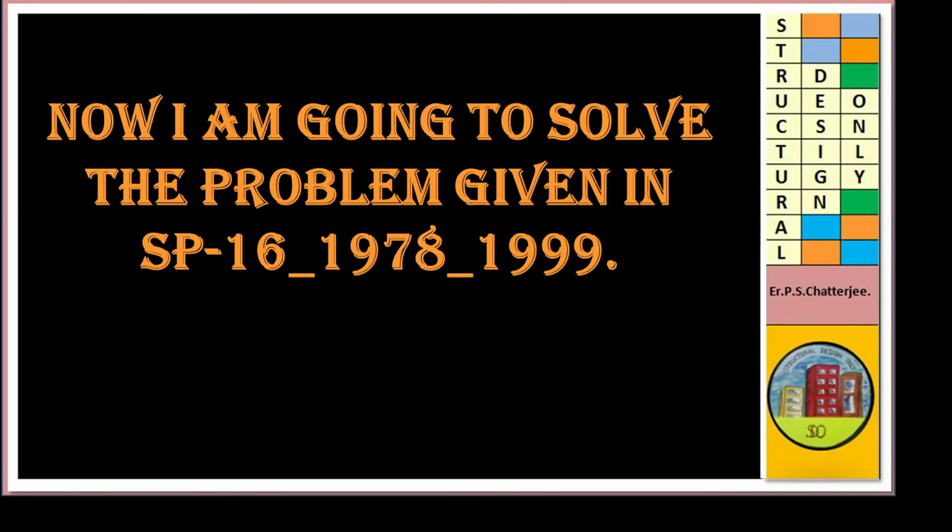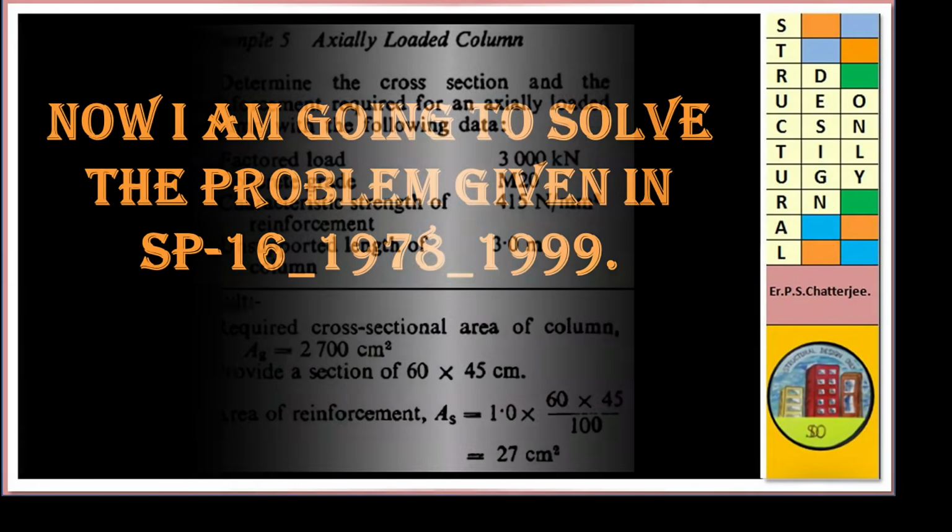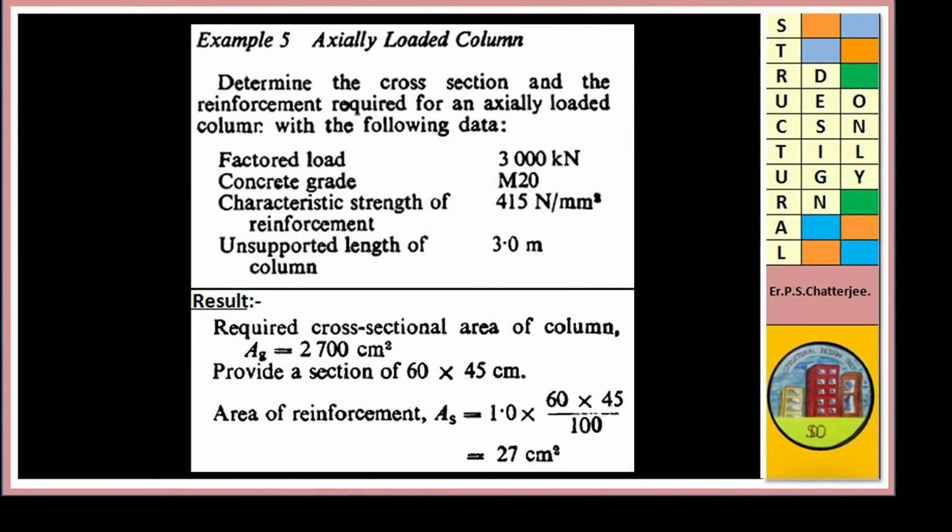Now I am going to solve the problems given in SP 16 1978. Example 5, the axially loaded column. Determine the cross section and the reinforcement required for an axially loaded column with the following data: factored load 3000 kN, concrete grade M20, characteristic strength of reinforcement 415 Newton per millimeter square, unsupported length 3 meter.